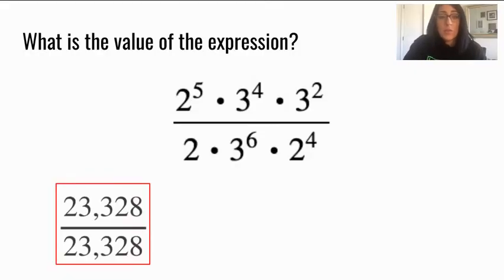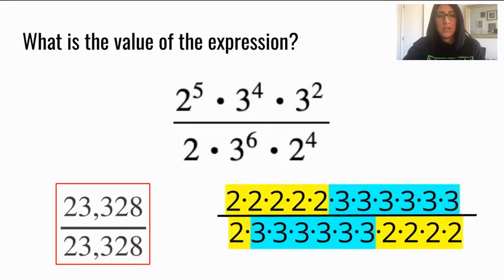It's also possible that some of you maybe listed out all of the factors for the numerator and denominator, and if you did that, it looked something like this. Now, they're color coordinated to show you how many factors of 3 are in the numerator and denominator and how many factors of 2 are in the numerator and denominator, which happen to be the same. And very similar to the first strategy, both of these are equal to 1. Keep this in mind because this is going to be a reoccurring theme as we continue through the lesson.